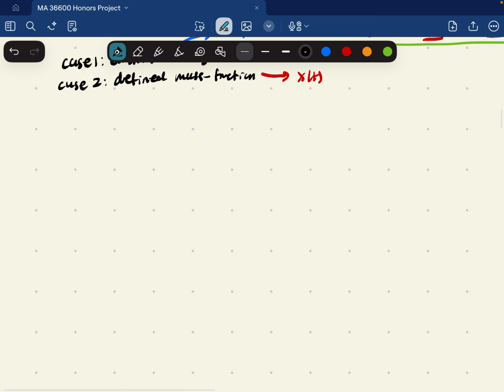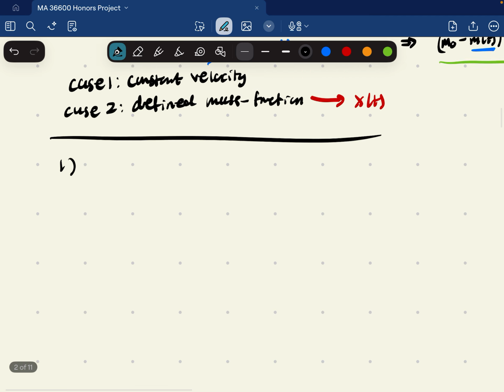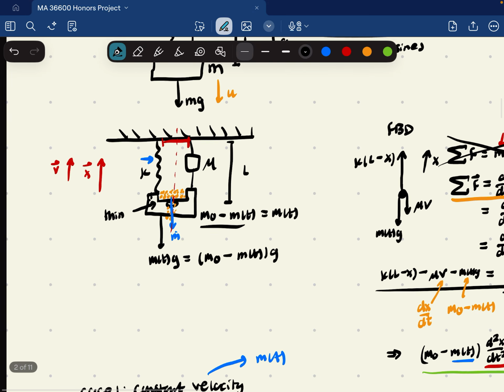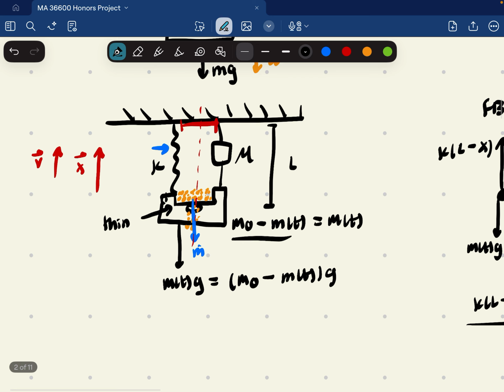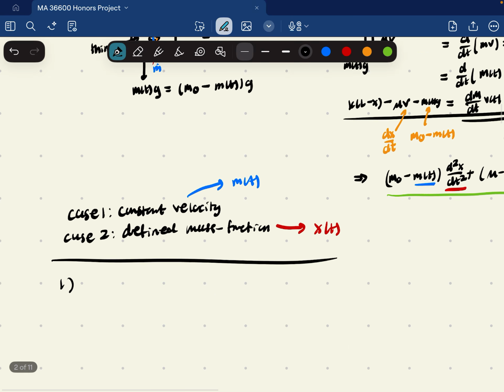Okay, so let's evaluate case 1. So I'm going to say constant velocity, right? That's a constant velocity upwards, because we know it's going to go up from this original idea here. So what I'm going to say is it's going to keep going up. And the goal is to find what mass flow rate out of this box will allow for the motion to just simply go upward at a constant velocity. That's what I want to solve.